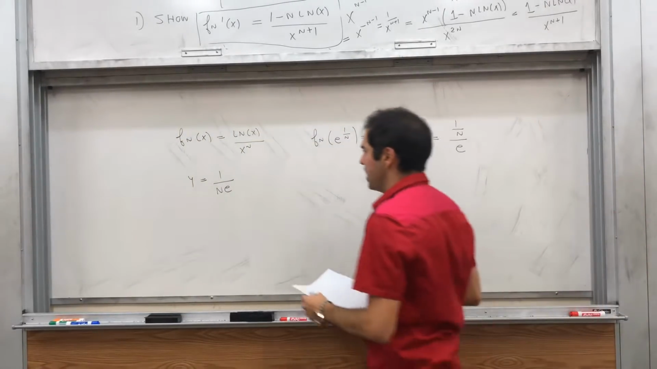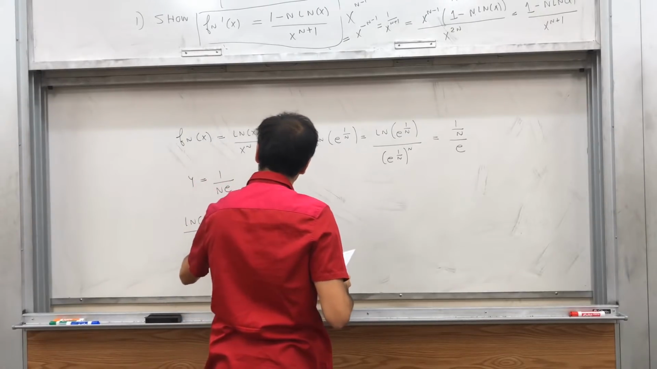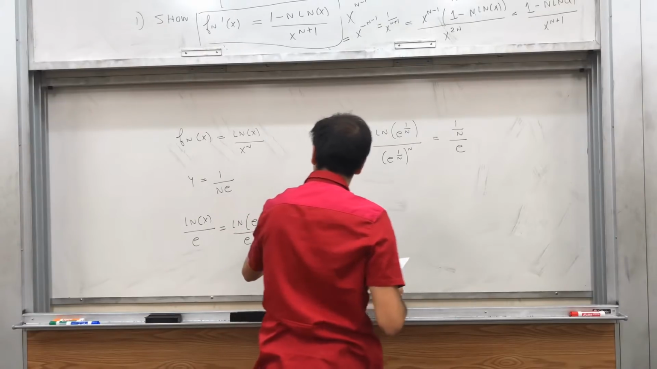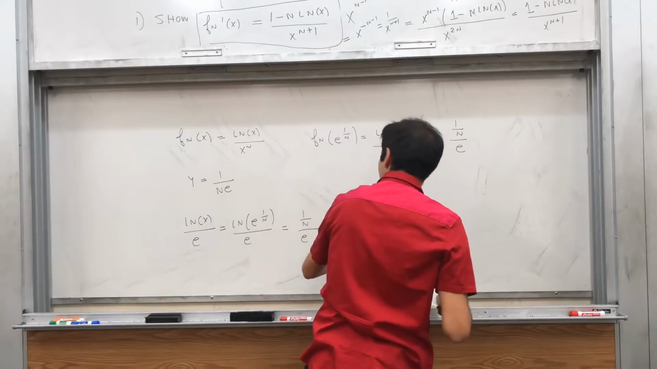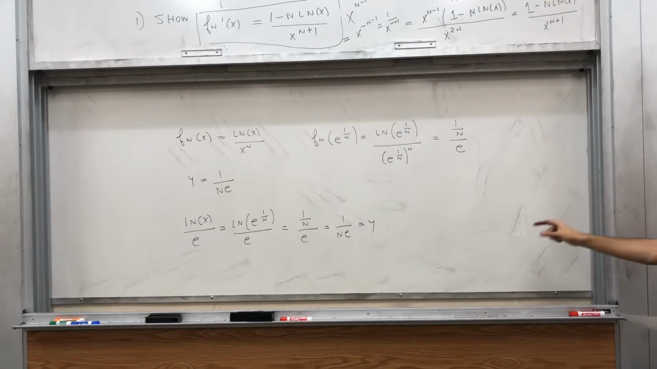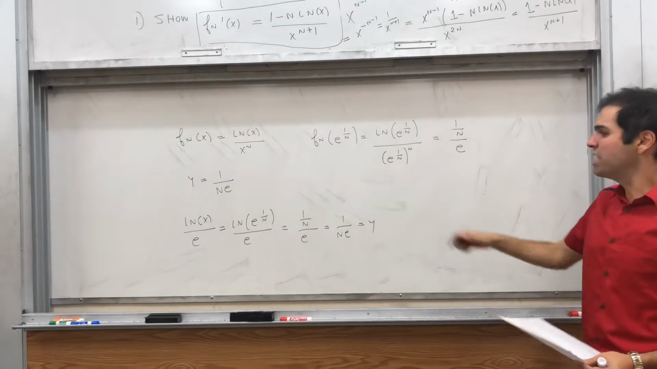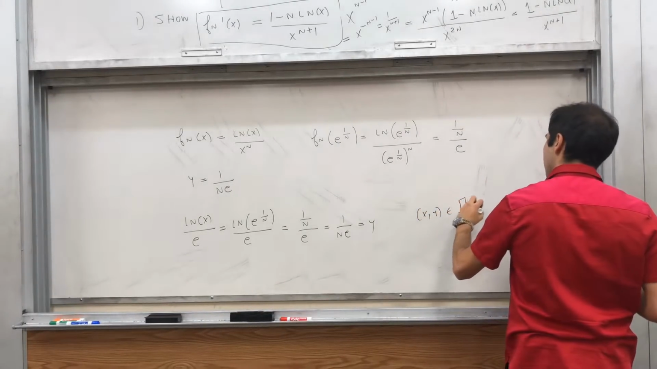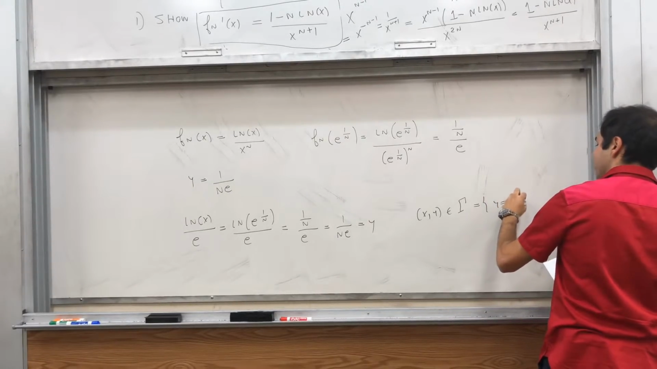So let's calculate ln of x over e. Well, that's ln of e to the 1 over n over e. That is 1 over n over e. That is 1 over ne. Which is precisely y. So in other words, the y-coordinate of the maximum is ln of the x-coordinate over e, which means that (x, y) is on the graph of the equation y equals x over ln of x over e.